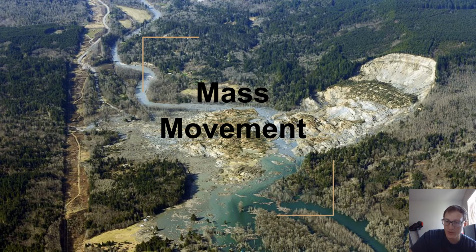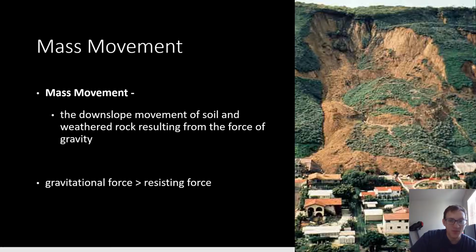Okay, so let's move into mass movement. Mass movement is the downslope movement of soil and weathered rock resulting from the force of gravity. These are going to be all your rock slides and mudslides, where the downslope movement of the soil is wearing away, and eventually it slides down either side of a mountain or hill or whatever.